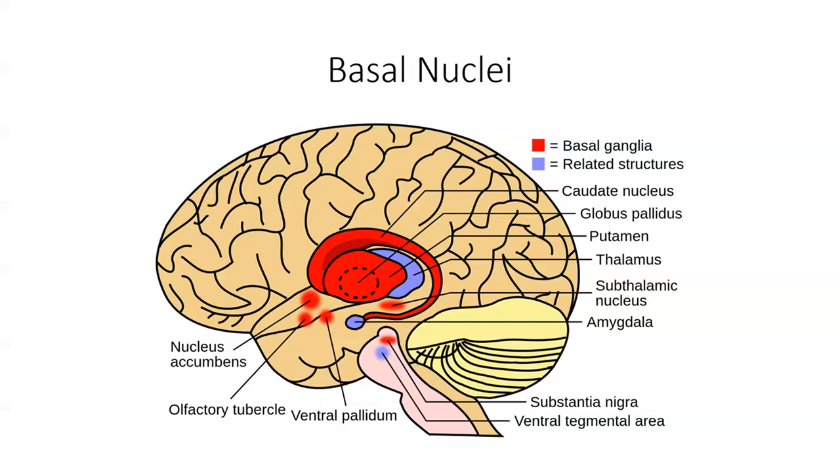These structures work together to regulate the balance between excitatory and inhibitory signals in the motor circuits. So sometimes those inhibitory signals are just as important. Dysfunction of the basal nuclei has been implicated in various movement disorders such as Parkinson's disease and also Huntington's disease.